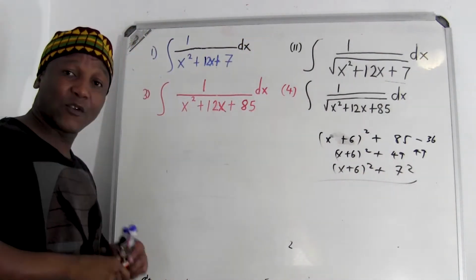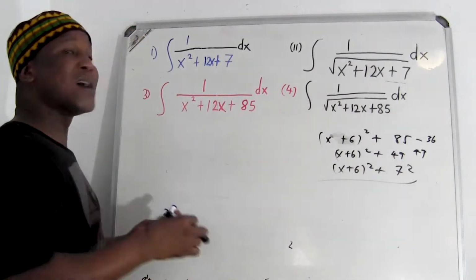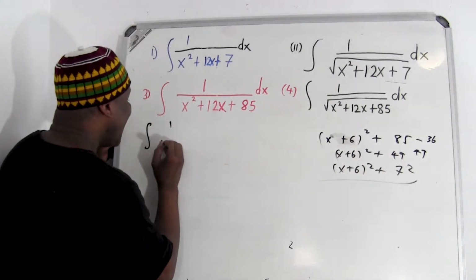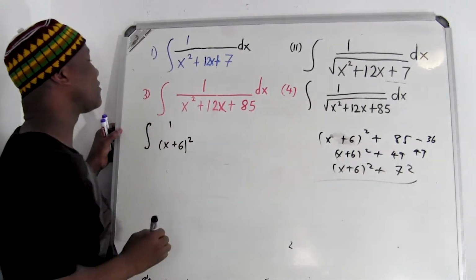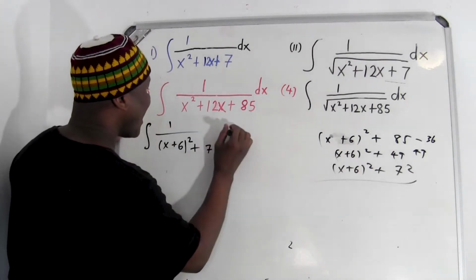It's just in case you don't know how to. But I do believe that if you do integrals, then you know how to complete the square. If you don't know, let me know, and I can share the video on completing the square. So this question becomes the integral of 1 over the square root of x plus 6 squared plus 7 squared dx. You see what I'm saying?